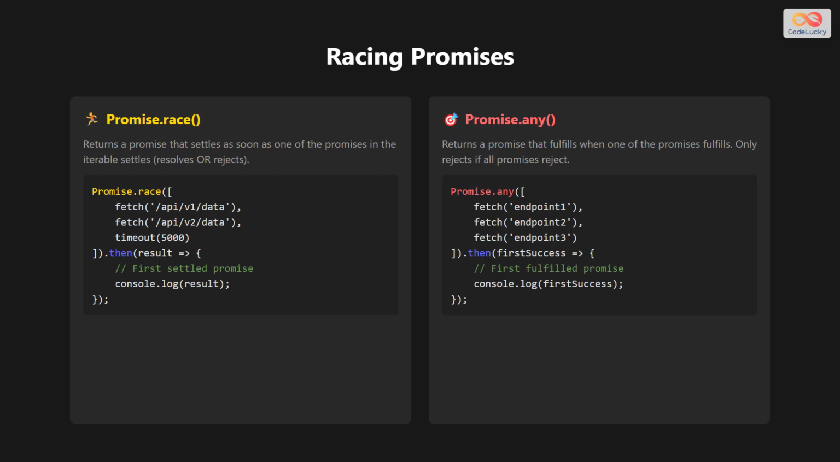On the other hand, Promise.any returns a promise that fulfills when one of the promises fulfills. It only rejects if all promises reject. Consider a scenario where you are trying to fetch data from multiple servers, and it is fine as long as one of them succeeds. In such a case, we can use Promise.any to get the first successful result.